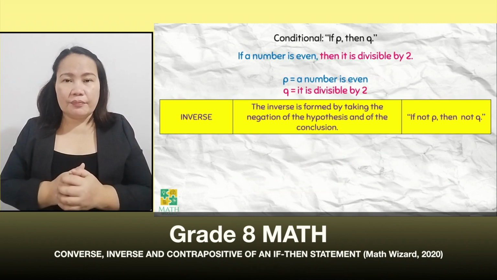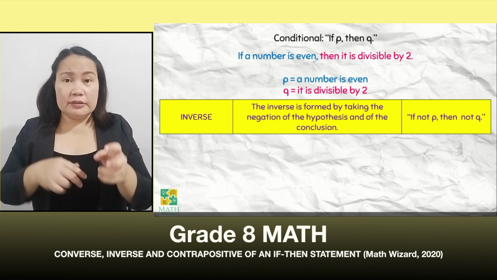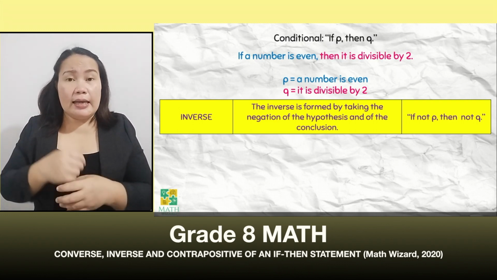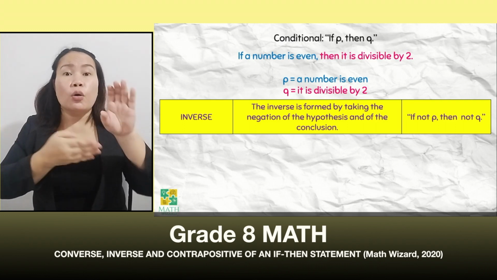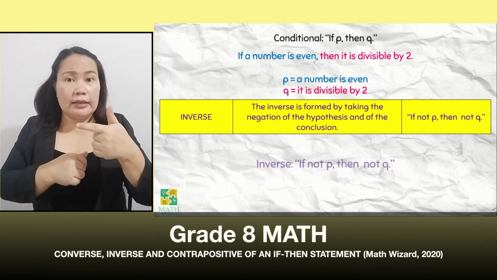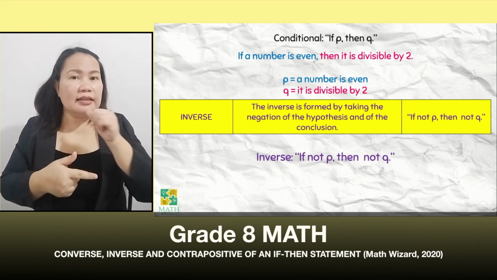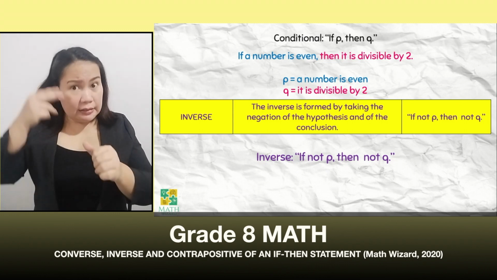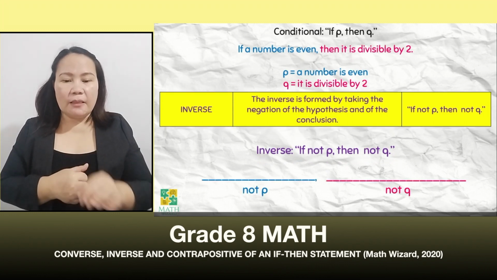Okay? Now we have the inverse. Ano naman ang inverse? Ang inverse is formed by taking the negation of the hypothesis and of the conclusion. So, kukunin natin ang kanyang negation. Ang magiging statement natin ay, if not P, then not Q. Ganun na magiging inverse. So, we write it this way, not P and not Q.